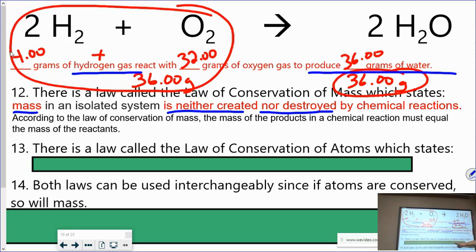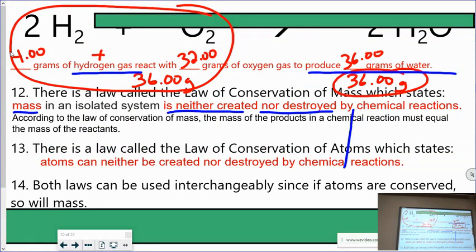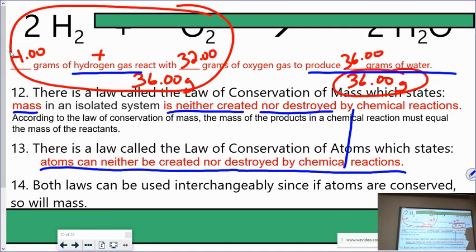There's also the law of conservation of atoms, which states that atoms can neither be created nor destroyed. Both of these laws are very similar to each other, because if the atoms are not created nor destroyed, and those atoms have mass, then the mass is not created nor destroyed. Therefore, the two are kind of the same thing, just using different words.